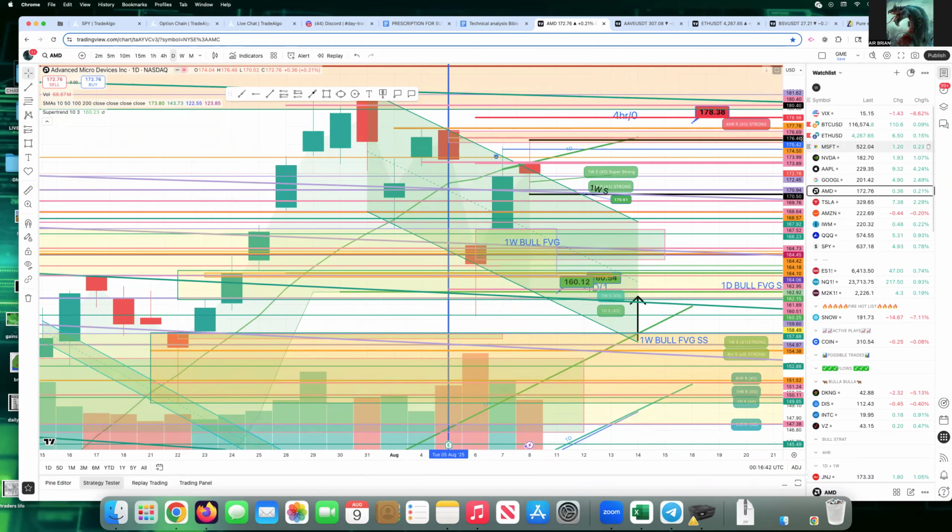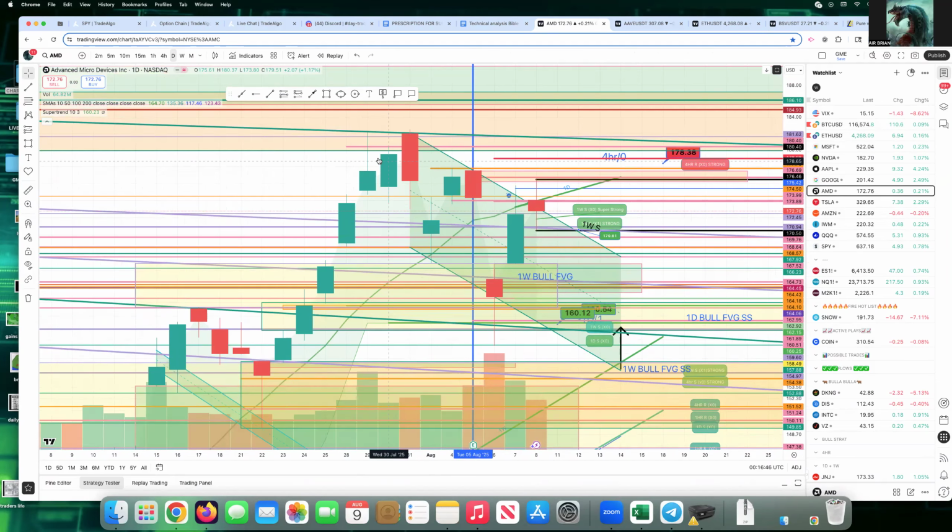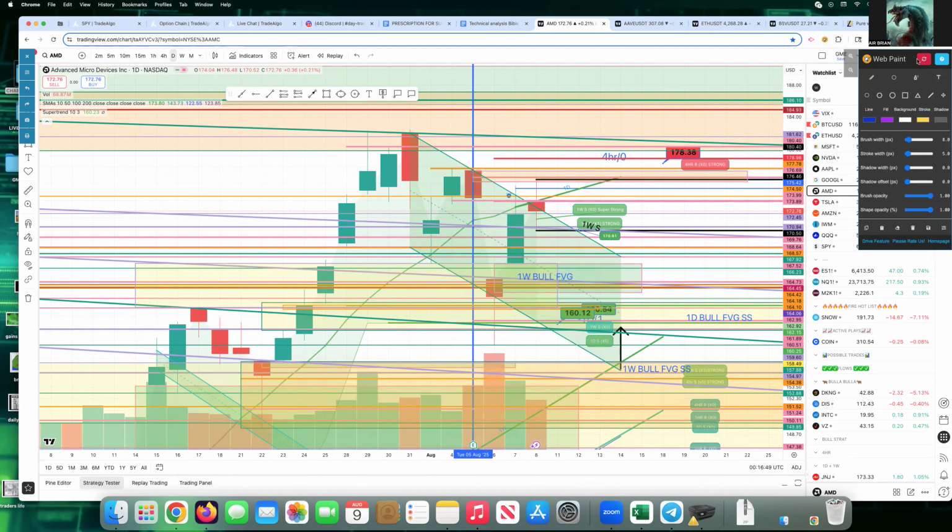AMD is trying to break this bull flag that we were going to break, and then I had an alarm at 3 minutes before the market closed to see if it would be a good swing. We never got that candle close above.